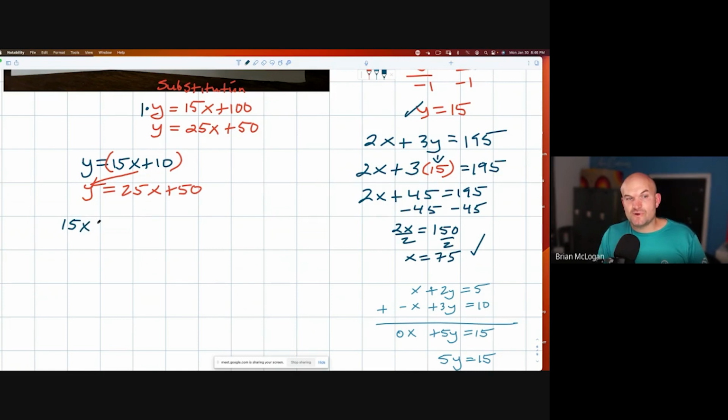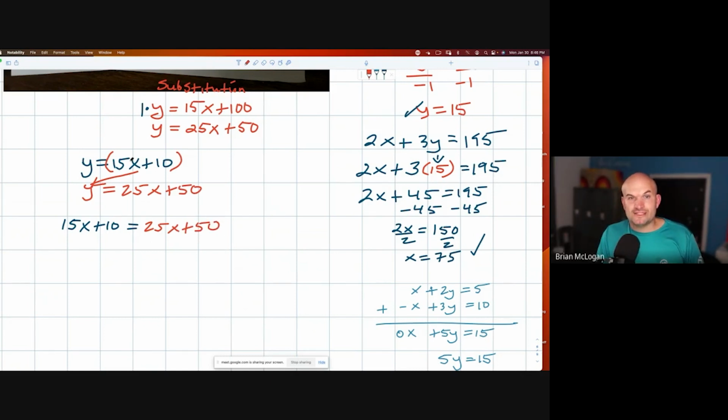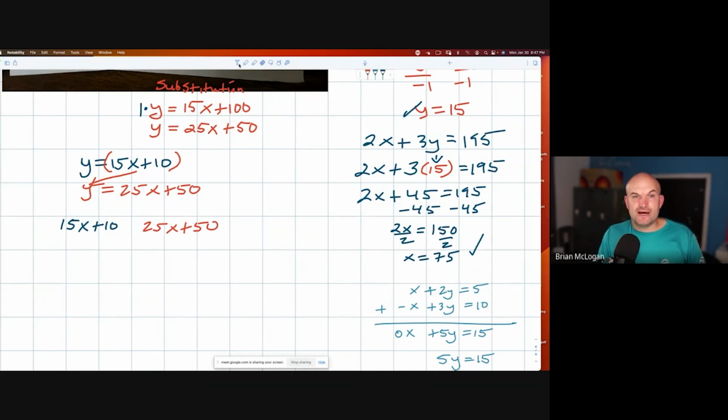So when you have an equation that's already equal to a variable, like what we did here, 15 was equal to y, so we replaced y with 15. Here, y is equal to 15x plus 10. So I'm going to replace this red y with 15x plus 10. Does that make sense? Yes. Okay, so all I really did right there is replace this red y with the 15x plus 10.